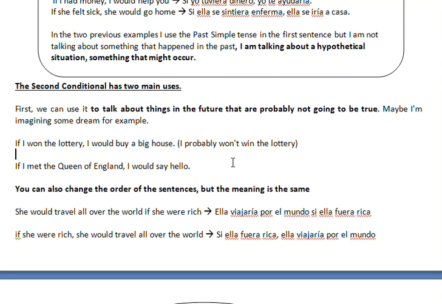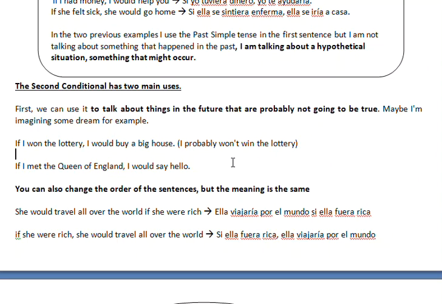One important thing about the second conditional is that you can also change the order of the sentences, but the meaning is the same. Usted puede cambiar el orden de las oraciones, puede hacer un enroque, ¿ya? Usted puede no comenzar su segundo condicional con la oración que empieza con if, sino que pueden comenzar con la otra. Se van a dar cuenta que en español yo también puedo hacer lo mismo. Example. She would travel all over the world if she were rich. Ella viajaría por el mundo si ella fuera rica. What did I do here?